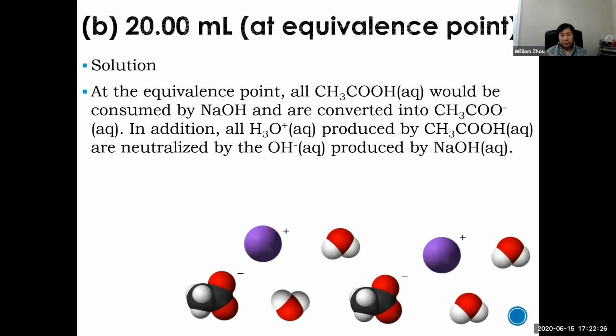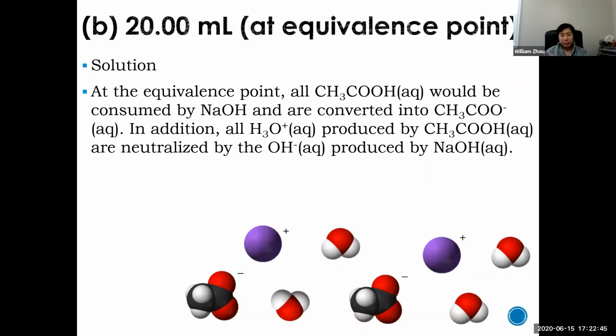B is way more complicated, so please get your minds ready. If you add 20 milliliters, which brings it to the equivalence point, what's the pH of the resultant solution? It's not 7. Tell them right now it's not 7. You need to calculate this.